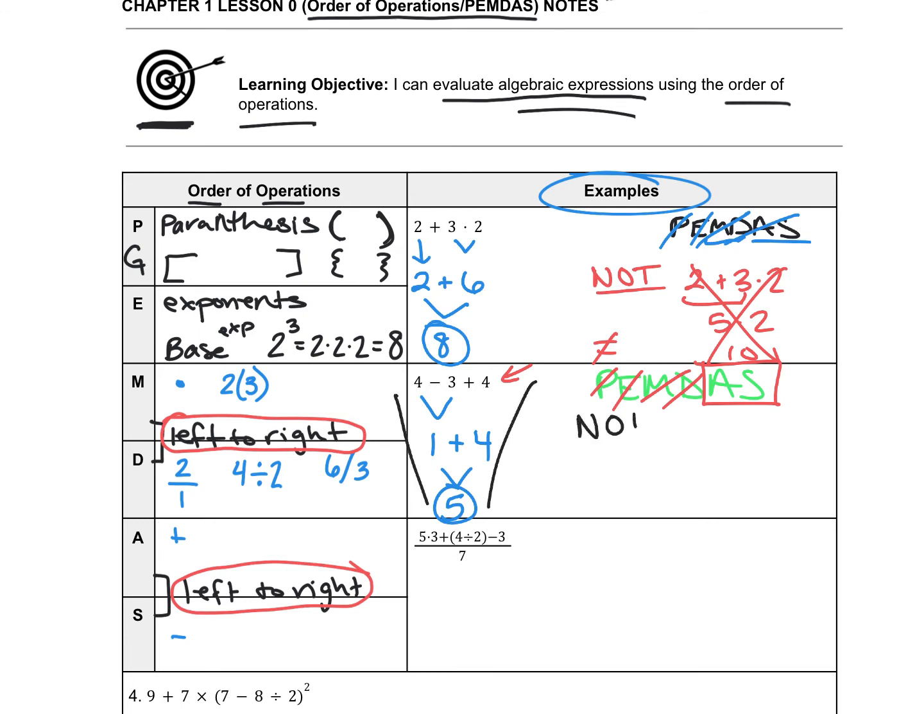What this is not is 4 minus 3 plus 4 becoming 4 minus 7 for negative 3. So we can get different answers. That's not the case because we go in order left to right.